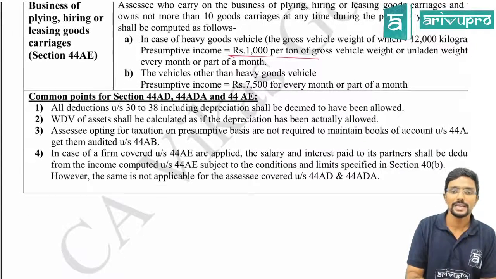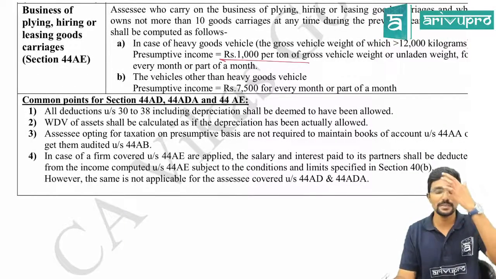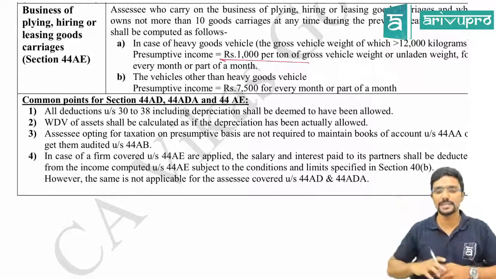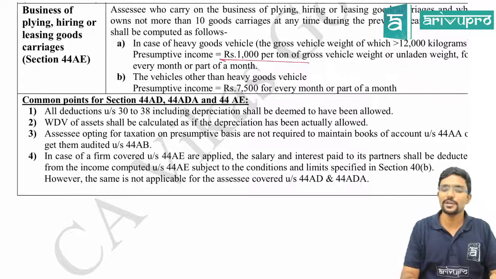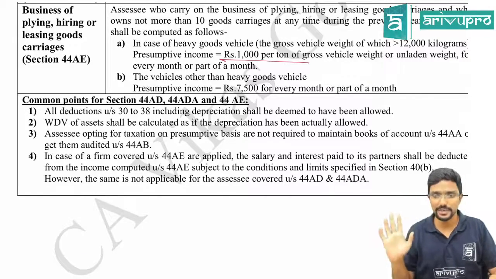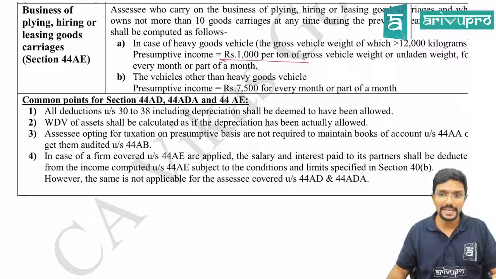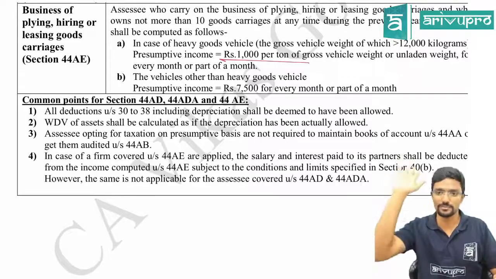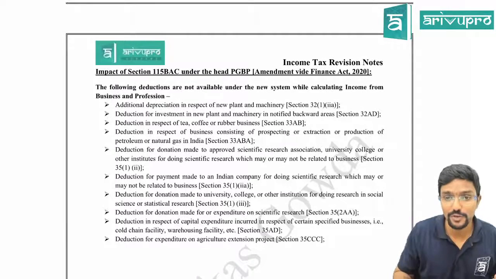Clear? And there are some common conditions which are applicable for 44AD, ADA and AE, that is the presumptive scheme. All expenses are deemed to be allowed, but while calculating the WDV of the asset, assume that depreciation is allowed and calculate WDV. Okay? And if you are covered under presumptive schemes, you need not maintain books and you need not get it audited. But only for a partnership firm which is covered under 44AE, whatever deduction is allowed under section 40B for a partnership firm is allowed. Clear, guys? Easy.